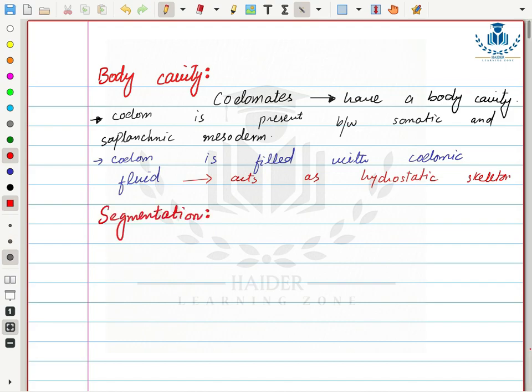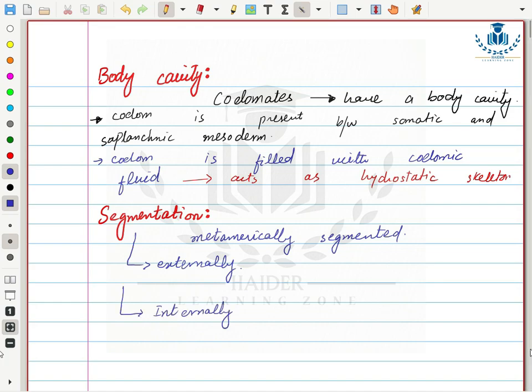Next, we will talk about their segmentation. As you know that annelids are segmented worms. It means that there is segmentation in these worms. They are metamerically segmented. Segmentation occurs both externally as well as internally. It means that if we observe these worms from outside, we can feel segmentation, and internally when they are dissected, segmentation is also observed.